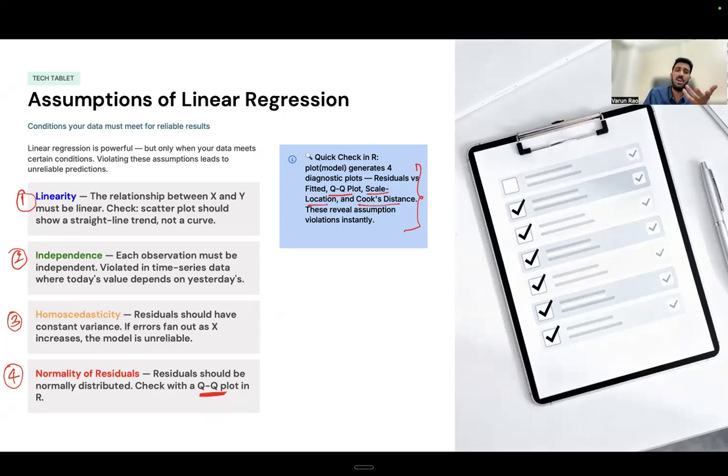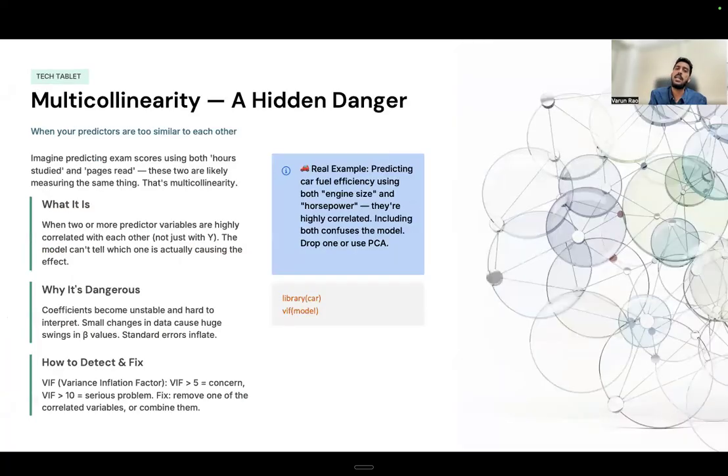Okay, now why do we need all these? Would any of these help us do anything good? Yes, these reveal the assumption violations instantly, which means if your linear regression is being used and there is a problem, then these are the graphs that will help you have a deeper understanding as to how good your model is.